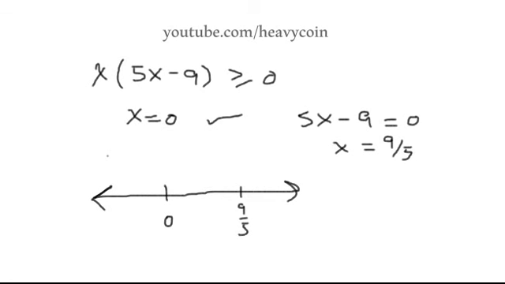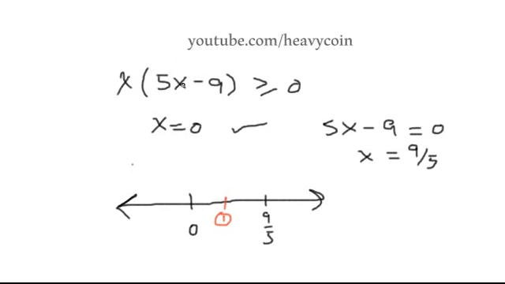Alright, we need a test point. And how about 1? 1 would be a good test point here. So I'm going to take my test point and plug it in up here. Plug 1 in, so x is 1. 5 times 1 is 5, and 5 minus 9 is negative. And a negative number is not greater than or equal to 0, so we know it's not this stuff here. So it has to be the stuff on the outside. So all of this stuff here is going to be our solution.